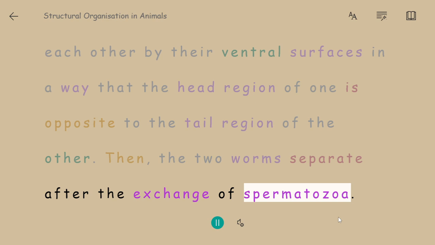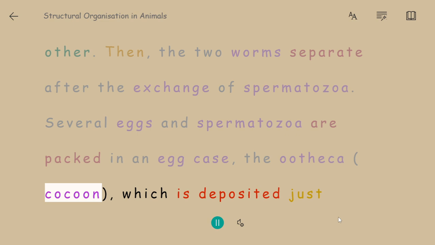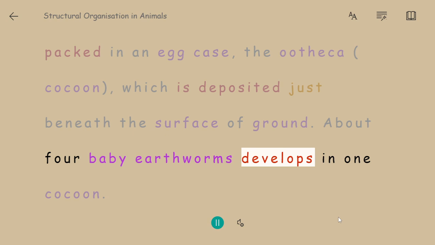Several eggs and spermatozoa are packed in an egg case, the ootheca or cocoon, which is deposited just beneath the surface of the ground. About 4 baby earthworms develop in one cocoon.